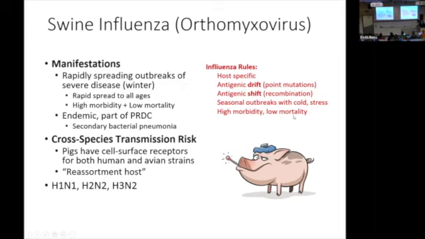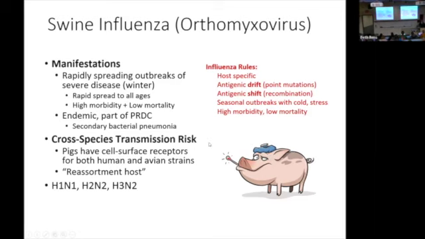Okay, so the shift is like the Lego pieces. We can get an H from a pig and from a bird, and we can make a new virus that can infect pigs and birds because of the shift, the recombination. And the drift is why we get a new vaccine here, because it keeps changing. Similar to humans, seasonal outbreaks, cold, stress, predisposed, high morbidity, low mortality. So everybody gets sick, nobody dies. It's like human flu.